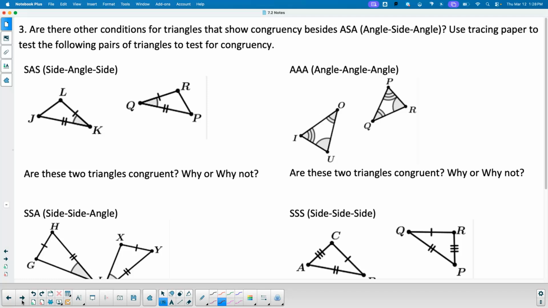There are some other conditions that also work for proving triangles are congruent. The next one is side, angle, side. You would have a side that's congruent on each triangle, then another side that's congruent on each triangle, and the angle that's in between those two sides. That's called side, angle, side. That is a way to prove triangles are congruent.